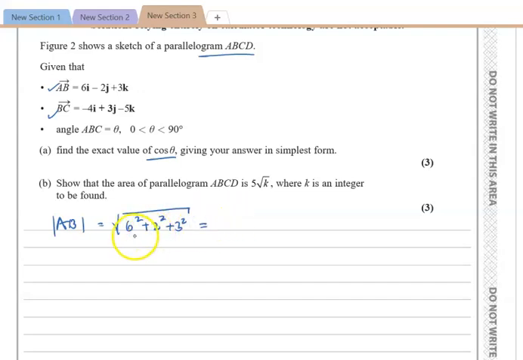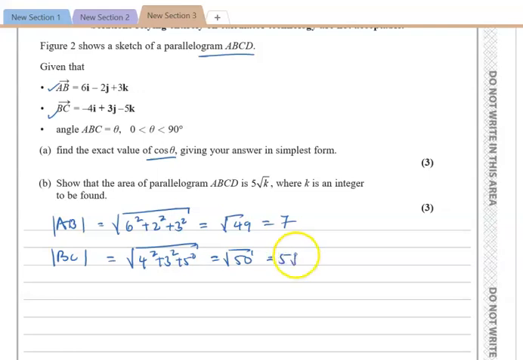So this is 38 plus 4 plus 9, which is equal to 49, which is equal to 7. And then we have the modulus of BC: the square root of 4 squared plus 3 squared plus 5 squared. This is 25 and this is 25, so that is 50, which is equal to 5 root 2.